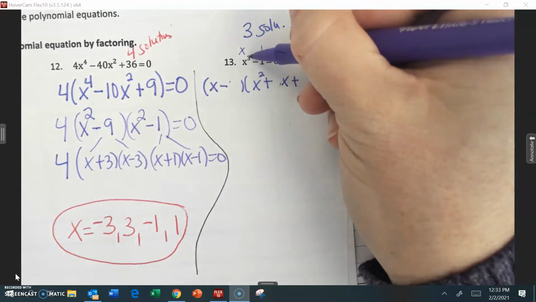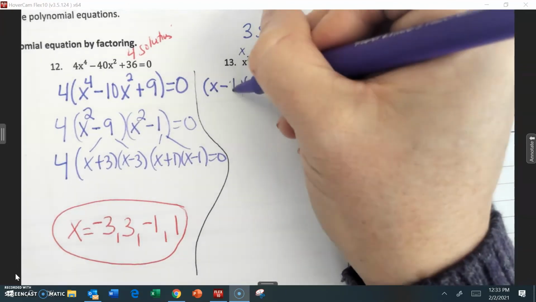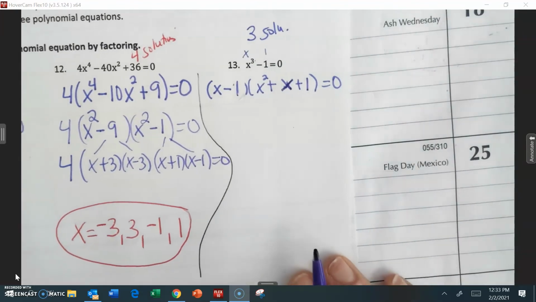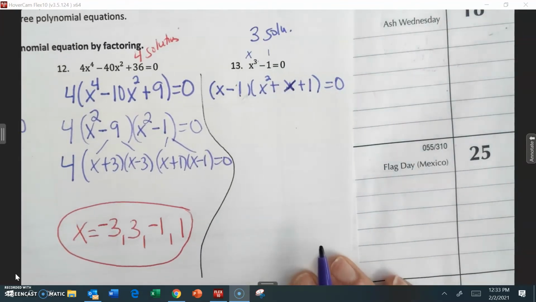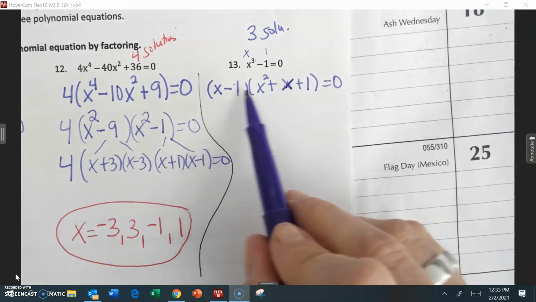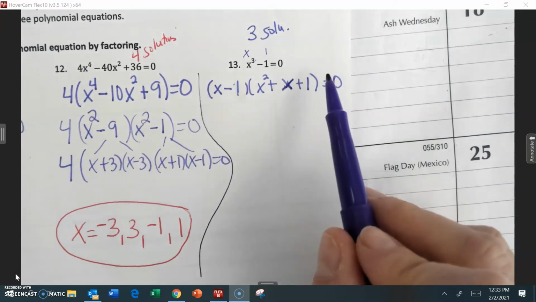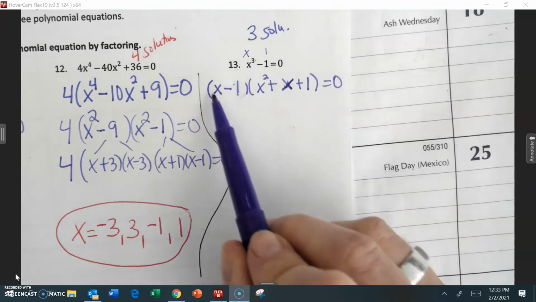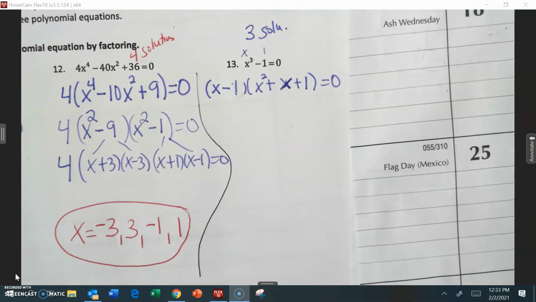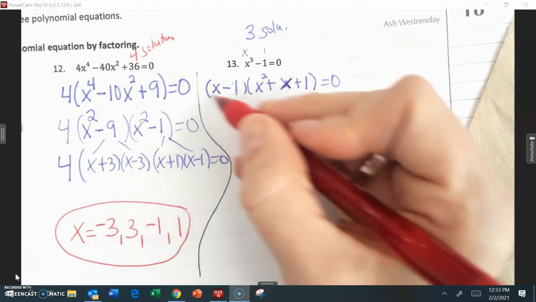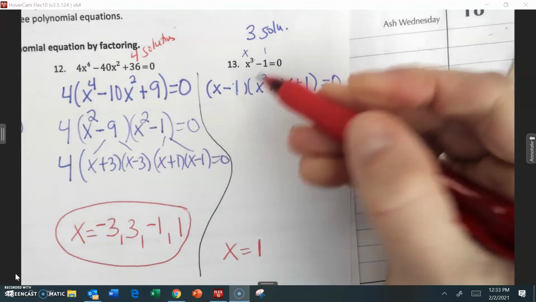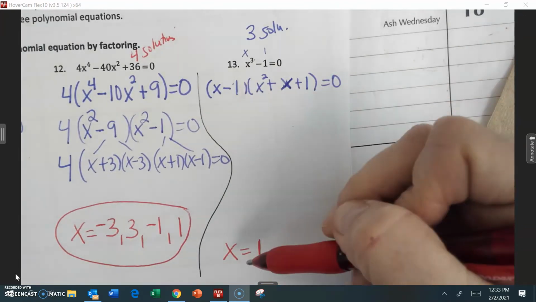So the cube root of x to the 3rd is x, the cube root of 1 is 1. So that's just 1x, and then we have a 1. So we've factored everything that we can. Now, if you notice, we're set up to use the zero product property. So if you multiply this times this to get 0, this one right here, that will happen when x equals 1. So we already have one real solution.